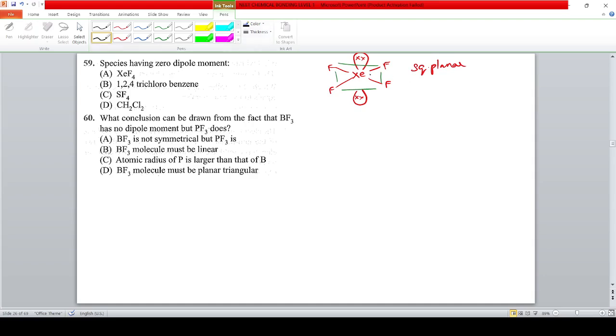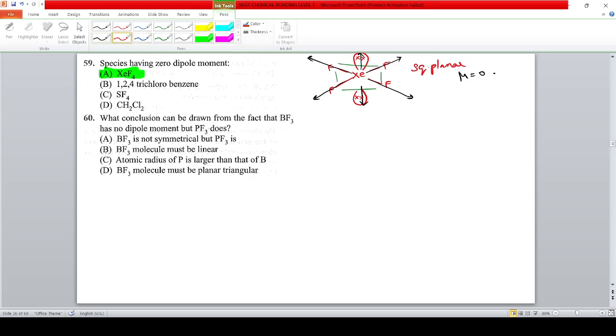And the electron pull by this fluorine is cancelled by this. The electron pull by this fluorine is cancelled by this. And the electron pull by this lone pair is cancelled by exactly opposite lone pair. Every vector cancels each other. So the dipole moment value of this substance is 0. Remaining all others, they do not have zero dipole moment. You just discuss them, okay?